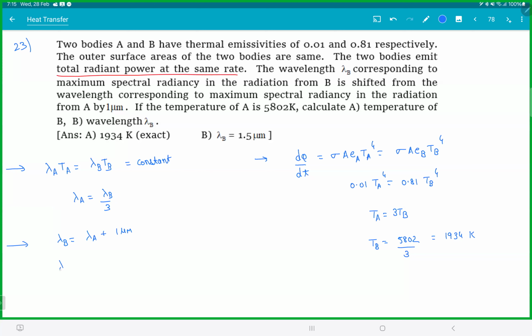You want to find lambda B, right? So substitute here. So lambda B is 3 by 2 micrometer. Check it out. How do you get 1934, right? 5802 by 3 is 1934. 19 sevens are 133, so approximately 1934. Check it out, almost there.